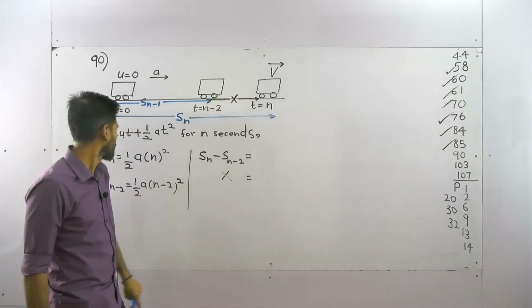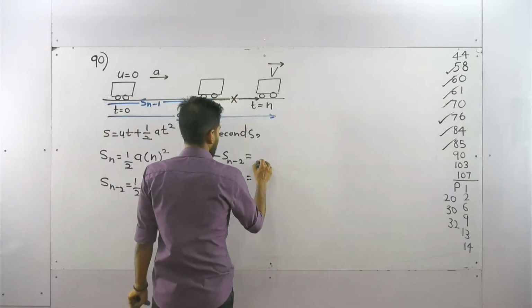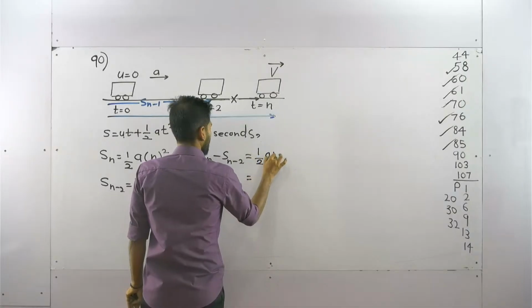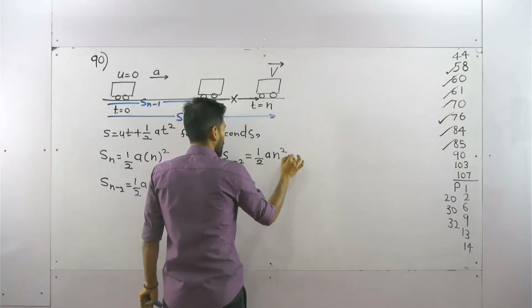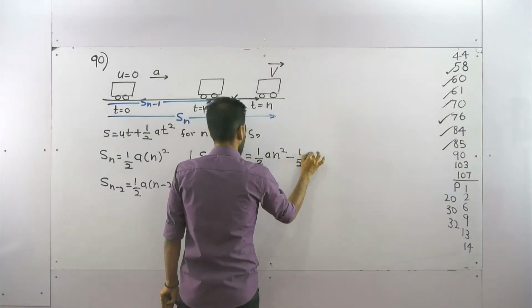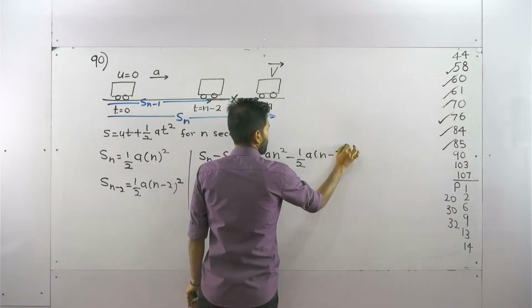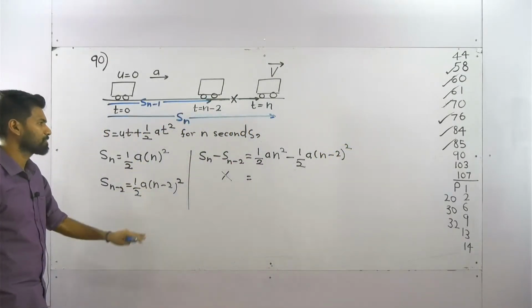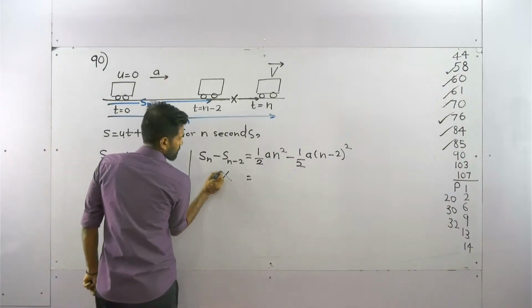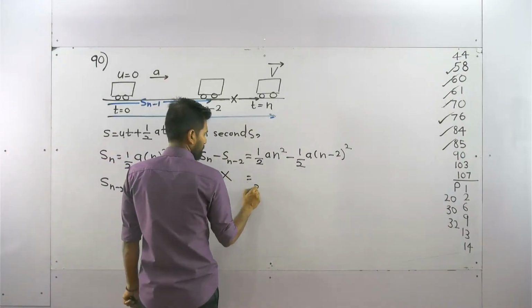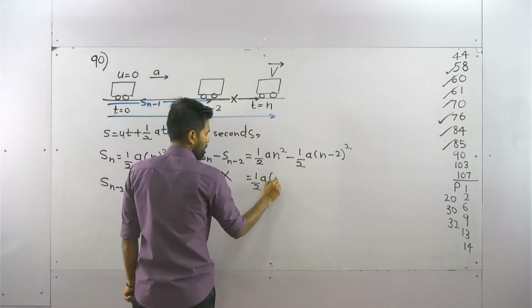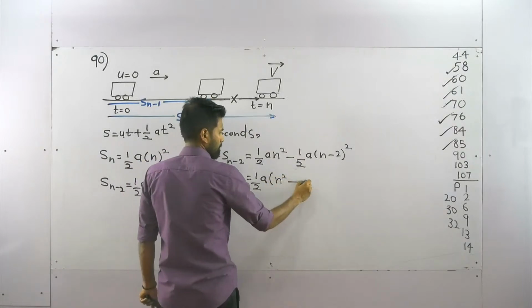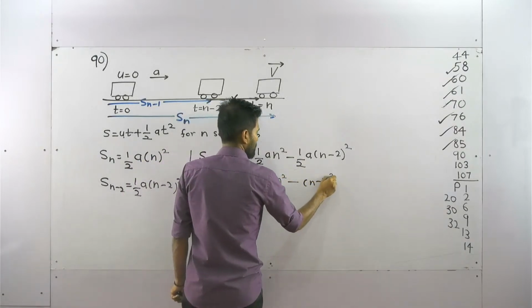So x is equal to half a n square minus half a n minus 2 square. So x is equal to half a times n square minus n minus 2 square.